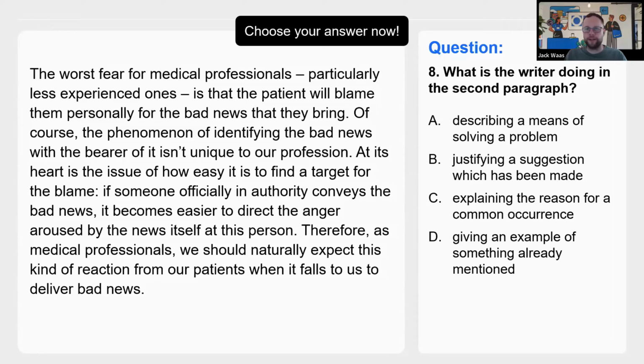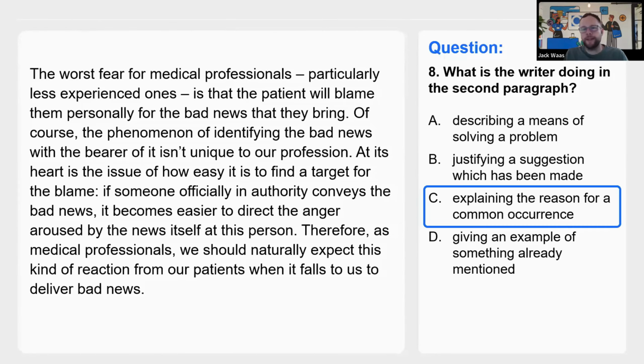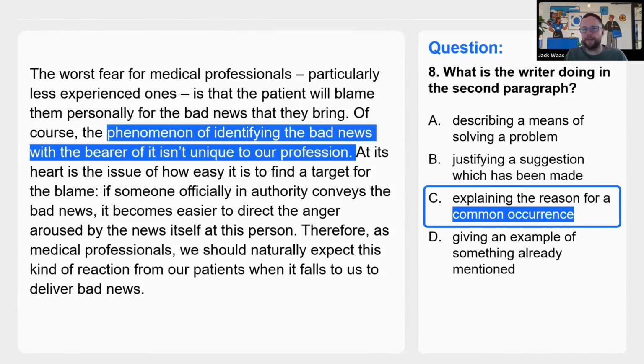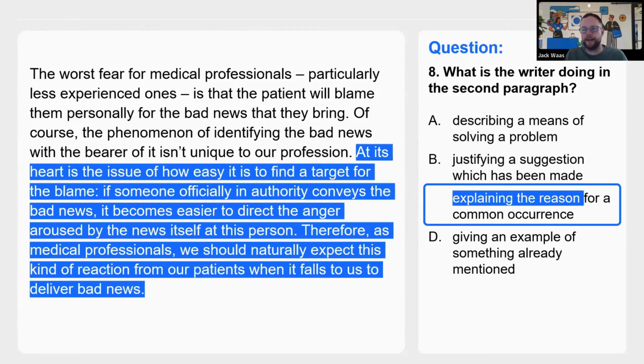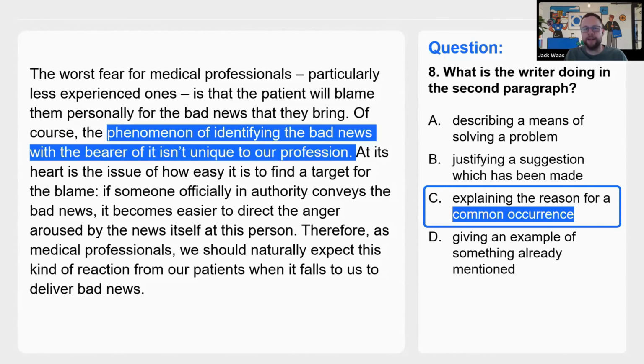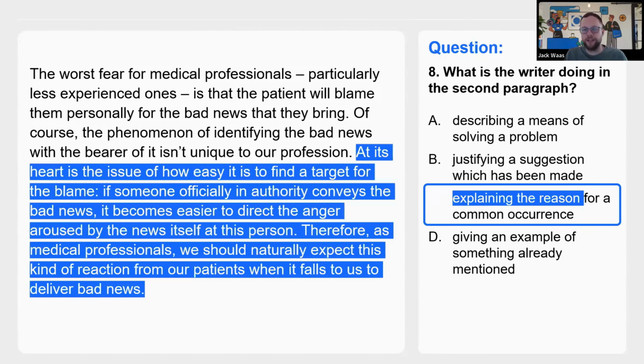All right, so our answer here, we can see, is letter C, explaining the reason for a common occurrence. Okay, and then we have some parts of the text that I'm highlighting here, right? It says, phenomenon of identifying the bad news with the bearer of it isn't unique to our profession. And then it has this other piece at the bottom as well, right? So that's the reasoning behind why we chose letter C.